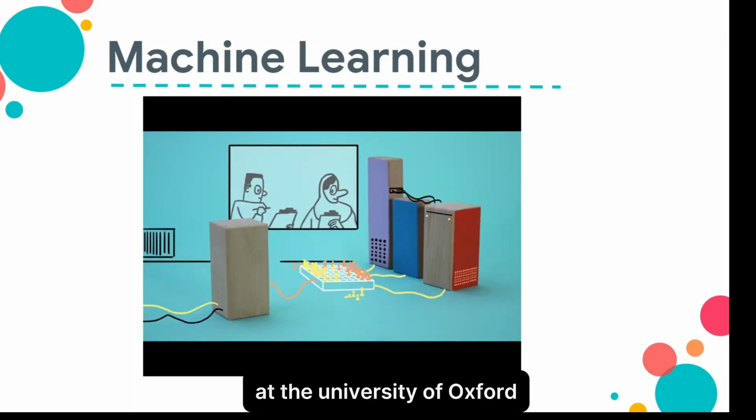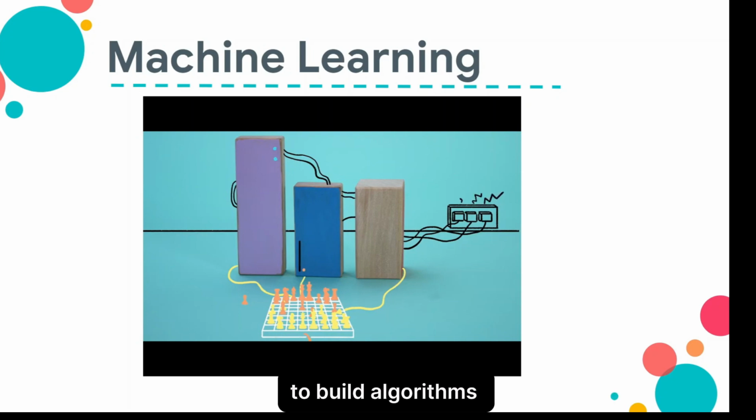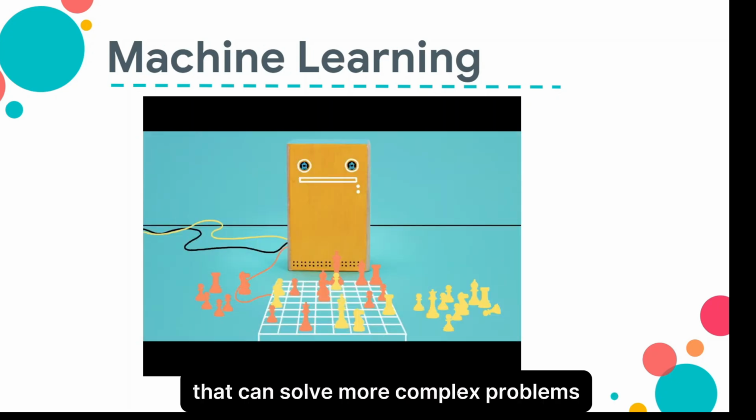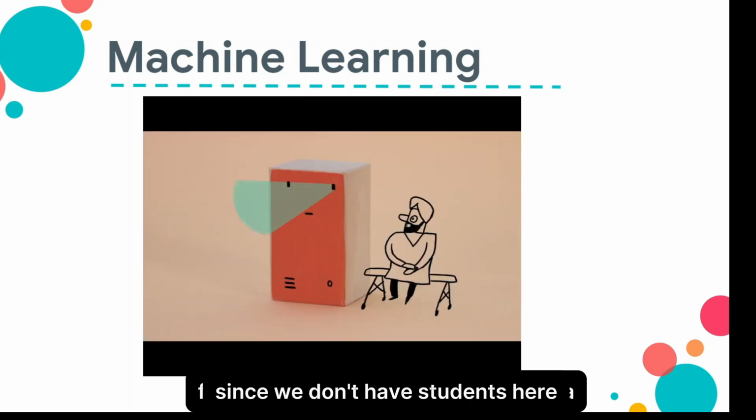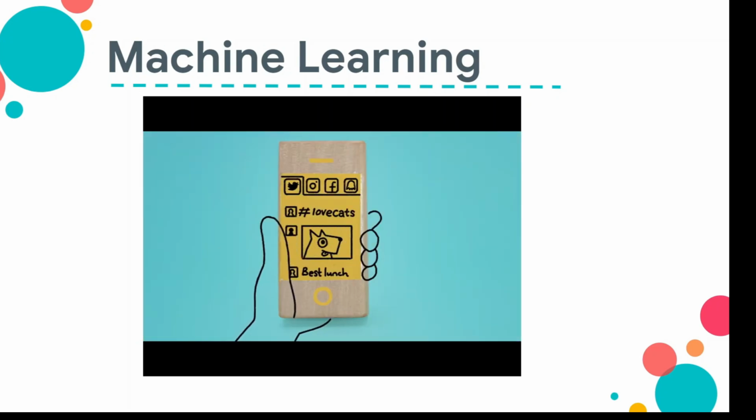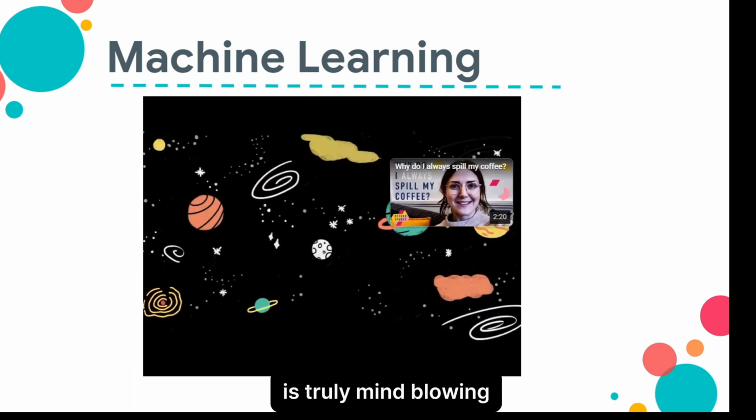At the University of Oxford, machine learning researchers are combining statistics and computer science to build algorithms that can solve more complex problems more efficiently, using less computing power. From medical diagnoses to social media, the potential of machine learning to transform our world is truly mind-blowing.